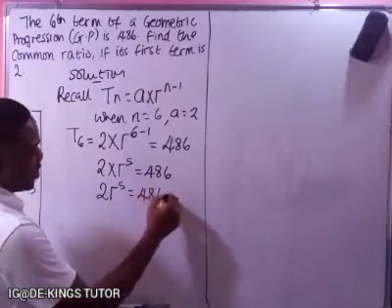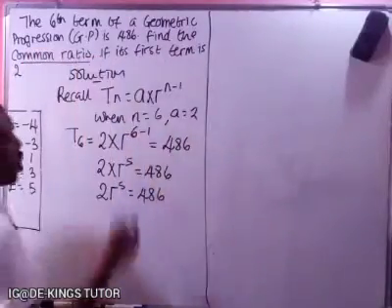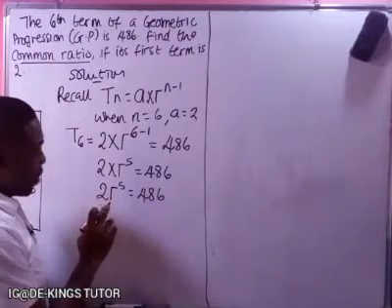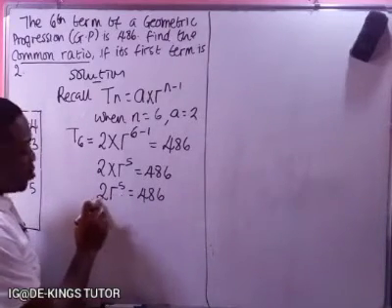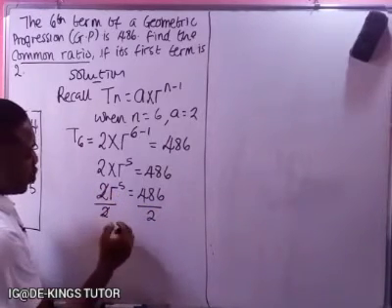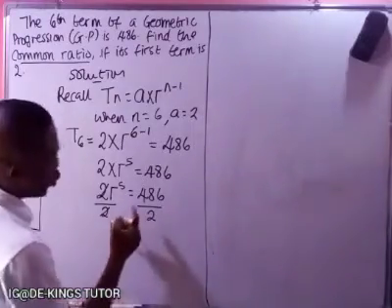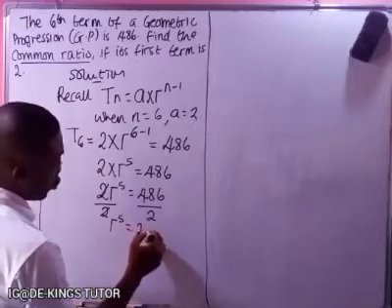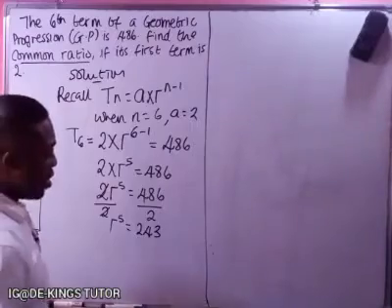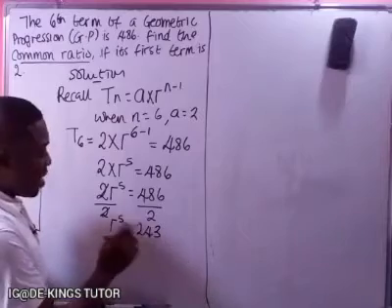Okay, now 2 times r raised to power 5 will give us 2r raised to power 5 equal 486. Now our aim is to get r. That's what they ask us, which is a common ratio. Now how do we get r? We have to ensure we make r to be on its own. So we eliminate the coefficient of r, which is 2. So if we divide both sides by 2, the 2 cancels 2, so we have r raised to power 5 equal, now 486 divided by 2 will give us 243.